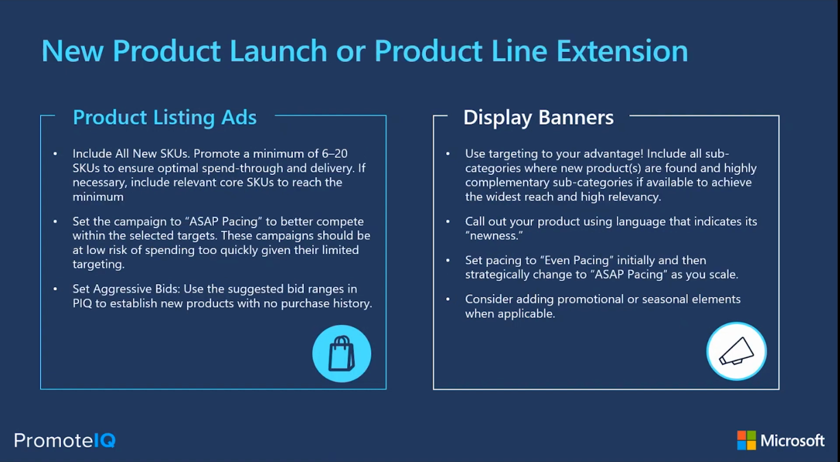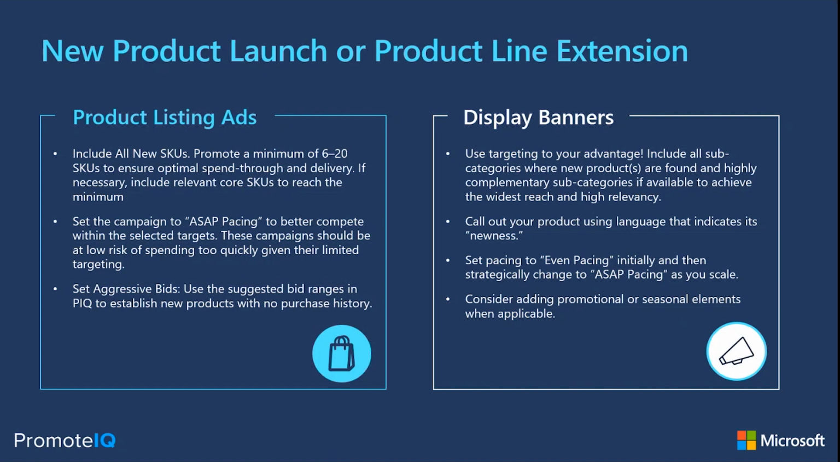Another common awareness scenario would be for a new product launch or product line extension. When your brand is bringing a new product to market or expanding a core product line, select a variety of placements to support engagement at various stages of the shopper journey. When it comes to PLA product selection, you'll want to include all new product SKUs. The minimum recommendation is 6 SKUs.